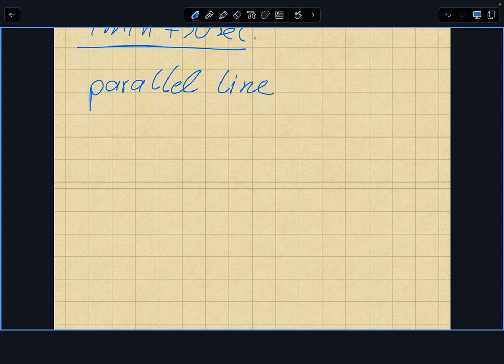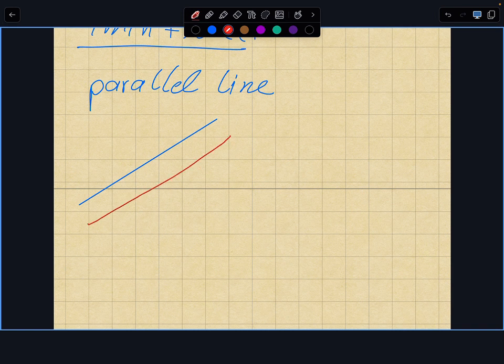Now, what is a parallel line? If you look on the floor, the tiles are parallel to each other if you look at the lines. Yes, so if you look at the tiles, they are parallel. Parallel lines never touch or intersect with each other. This or these are parallel lines. They will never intersect.